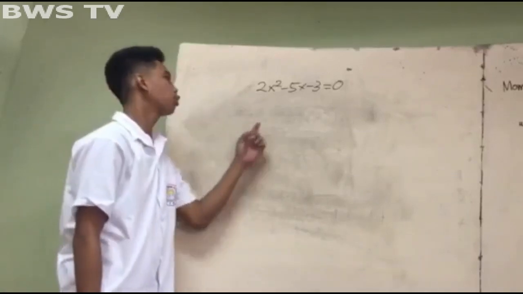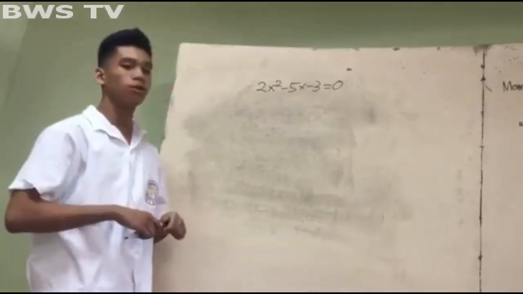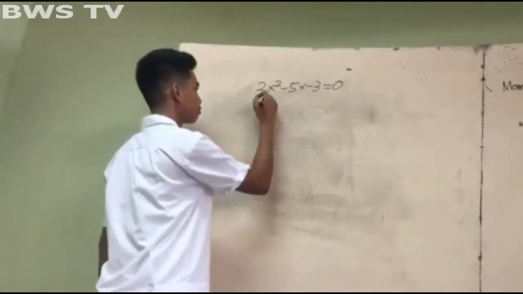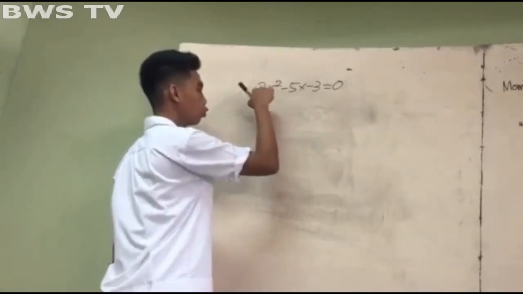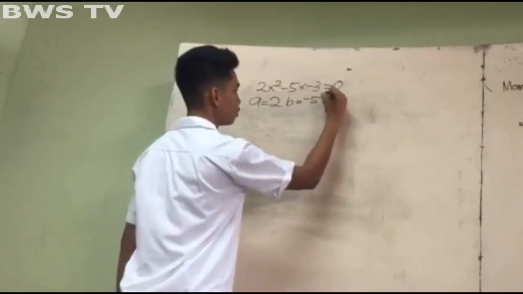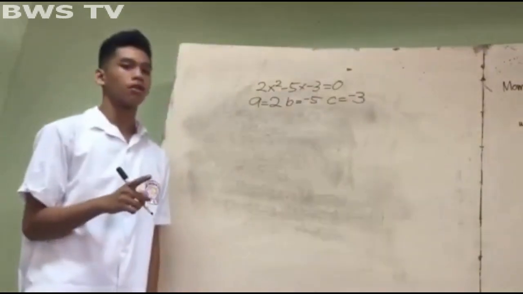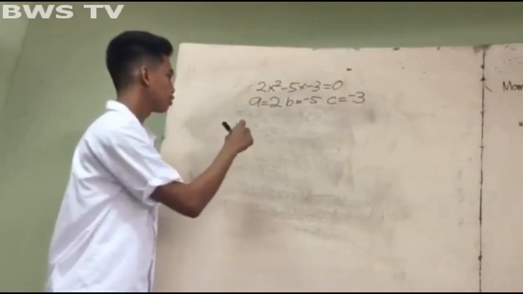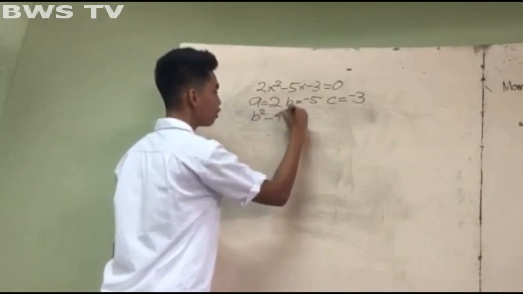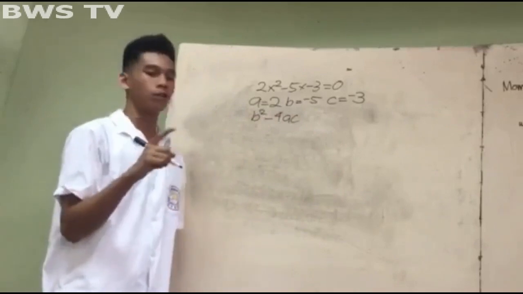In this example, there is a number in the first term. What you are going to do is still find a, b, and c. a is 2, b is negative 5, c is negative 3. Next, you will use the formula b squared minus 4ac, and then you will substitute the values.